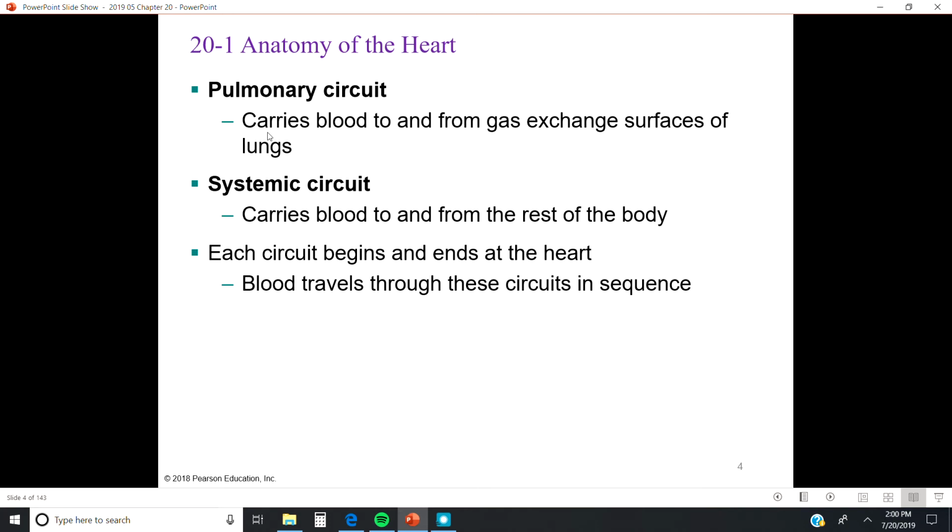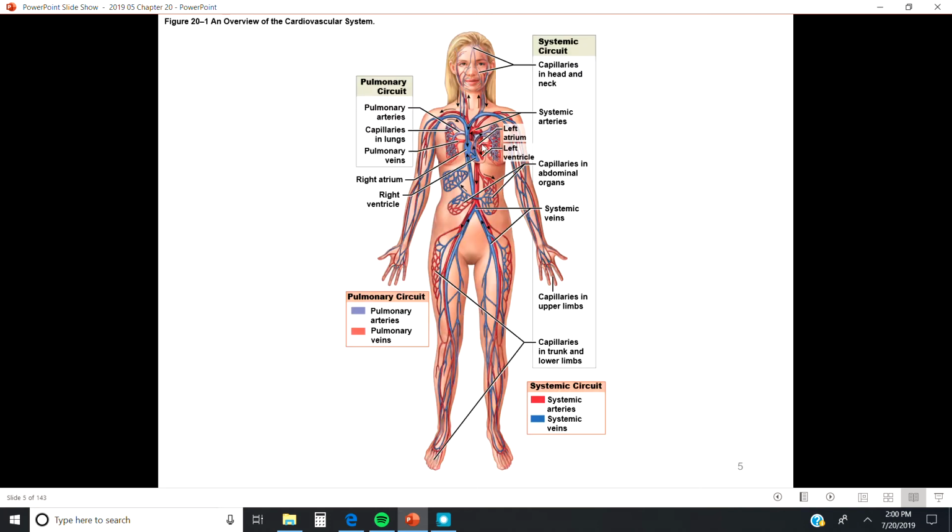The systemic circuit: once the blood comes back to the left side of the heart over here, it's going to get pumped out through a big blood vessel over here. We're going to talk about this in subsequent lessons. That is known as the aorta. The oxygenated blood is going to be pumped into the aorta, and then the aorta is going to put the blood into all of the arteries that go to our tissues and organs and systems. So hence the name, the systemic circulation.